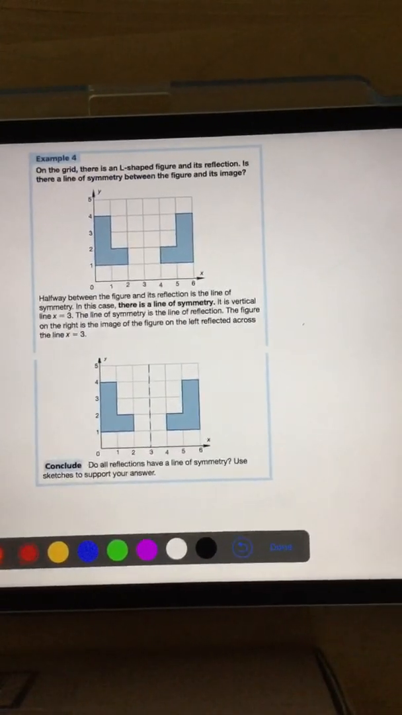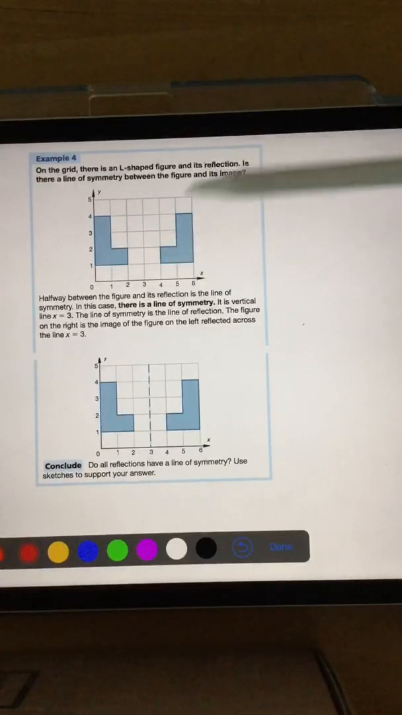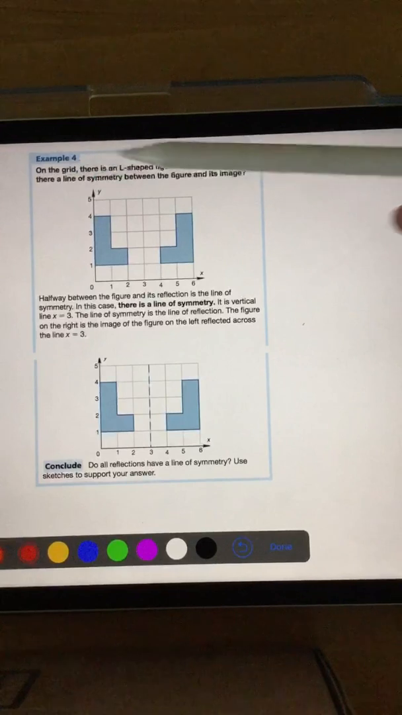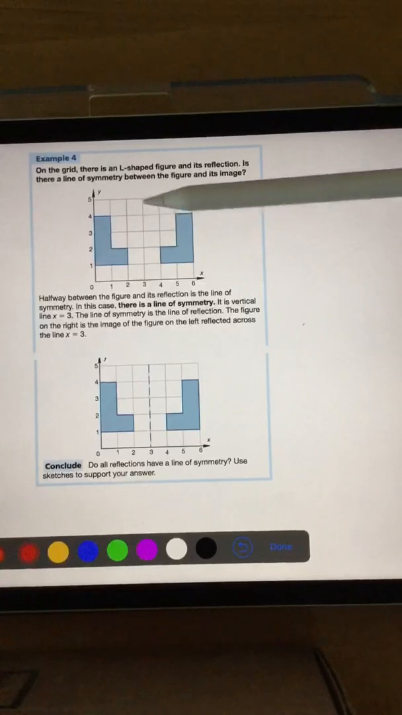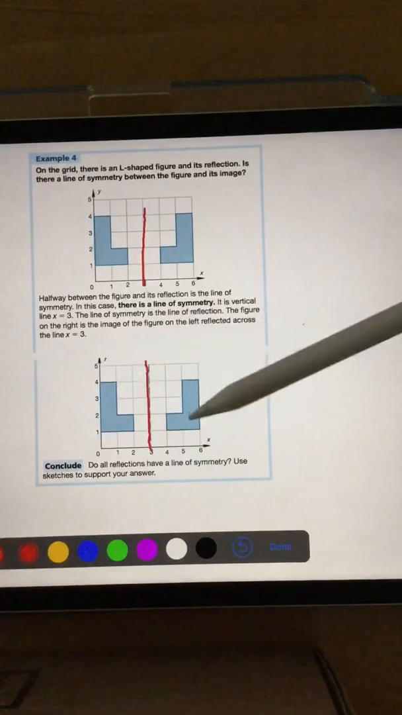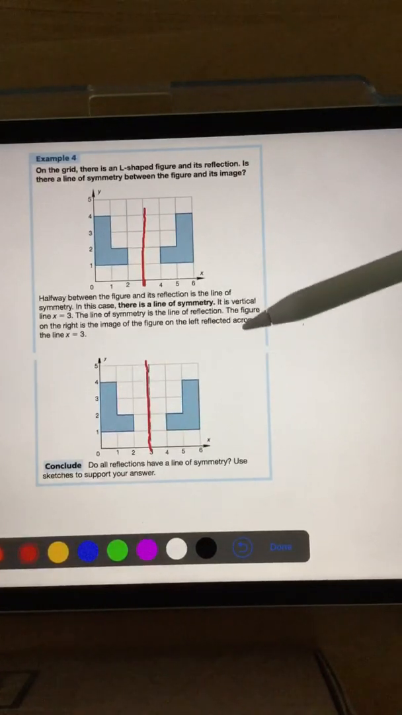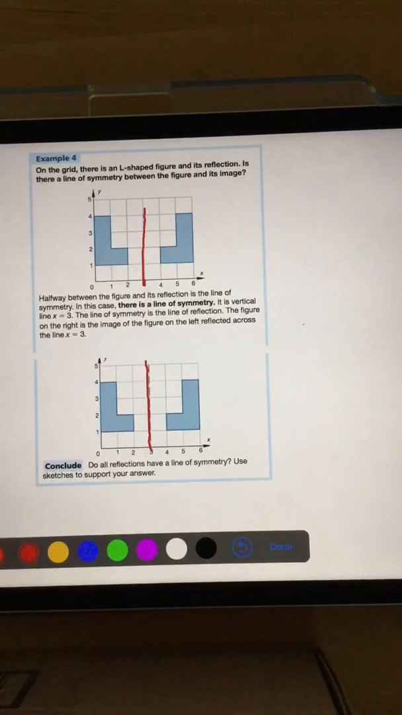Next, we have, on the grid, an L-shaped figure, and its reflection over here. So, is there a line of symmetry between the figure and its image? So this is a reflection, as you can see. If I go down this line in the middle, just as they did below, there is a line of symmetry. Correct? There is a line of symmetry. So, do all reflections have a line of symmetry? The question is, do all reflections have a line of symmetry? And yes.